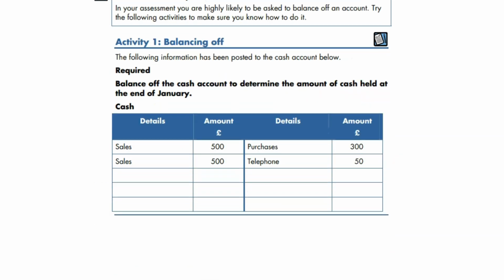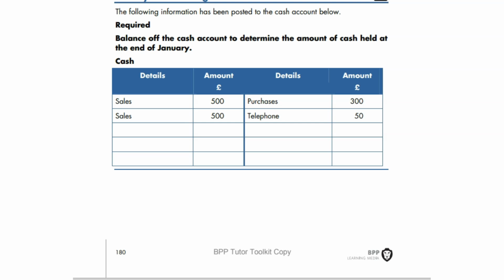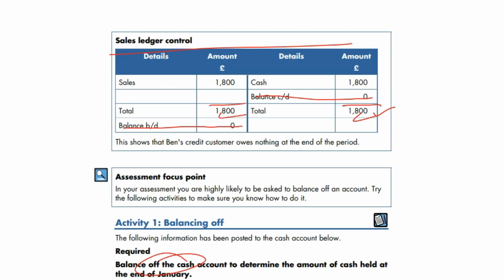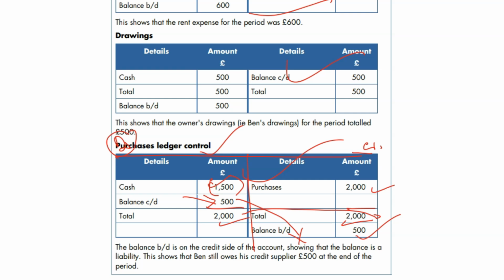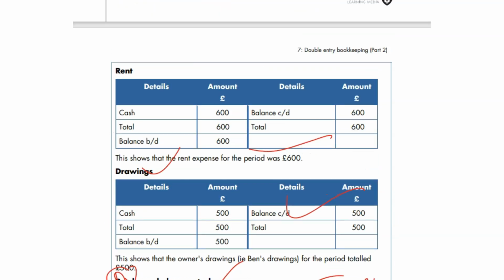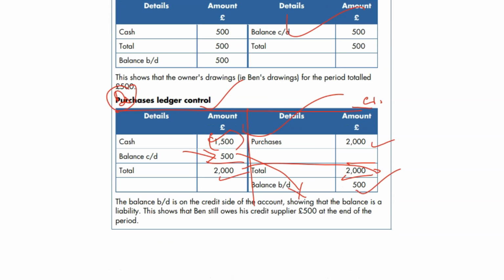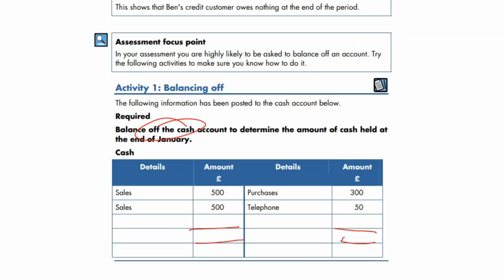Let's do this activity 1, balancing account. Just telling you the balance of the accounts. One quick note I can tell you, there's some SPL and there's some SOFP items. SLCA, PLCA, drawings, these are SOFP, balance sheet items. And rent, income and expenses are SPL items. So finally, we transfer all the income and expenses to the SPL as an income or expenses.